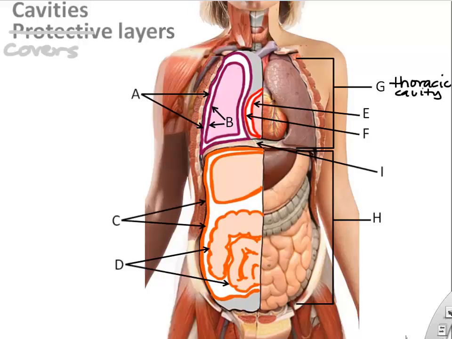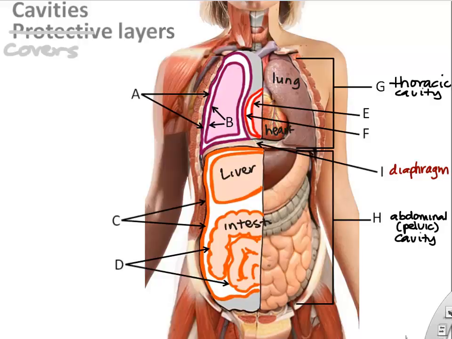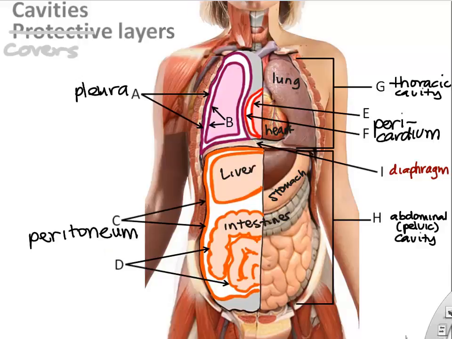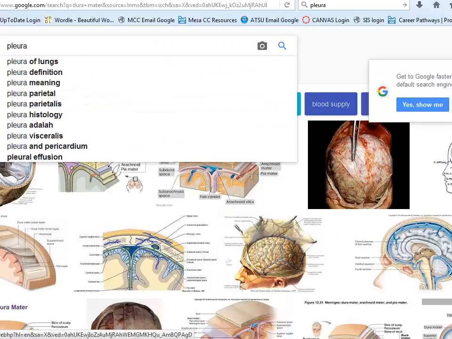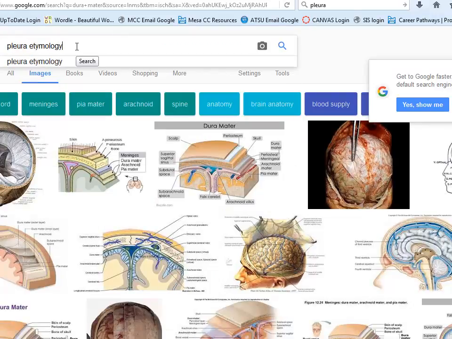And again, think about the cavities. That's pretty easy, right? G is sort of that whole thoracic cavity. H is showing you the abdominal cavity, or if you want to call it the abdominal pelvic cavity. We can see our diaphragm sandwiched in between there, which divides those. Hopefully you recognize some of the major organs, the lungs, the liver, the stomach, the intestines. So let's focus on those protective covers. Remember, A and B, which are protecting our lungs, that must be the pleura. E and F, which are wrapping the heart, is the pericardium. And then, of course, the peritoneum, which wraps the intestines and the abdominal organs.